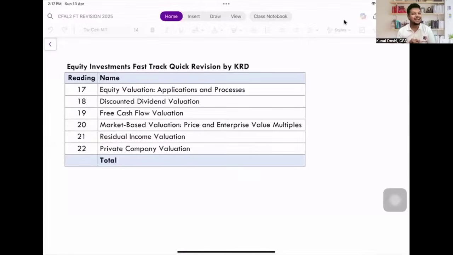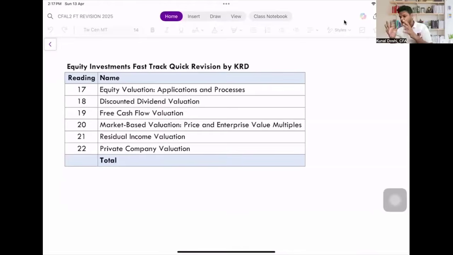Okay, let's start with equity investments. Perhaps the easiest of all the topics, isn't it? So interesting. Something that you have done in level one and in level two, it's just a repetition of it, right? Most of the things. I'm not saying everything is repeated, but most of the things you are already aware of, and this is perhaps the reason why people do CFA, correct?